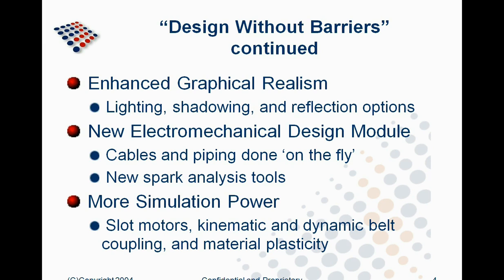The electromechanical design has two significant improvements as well. Cabling and piping, which are two of the big uses for ProEngineer as well, now have a more on-the-fly type interaction with them. So you can model cables and piping by picking specific points and routing it through there, whereas before it was much more difficult to designate areas for those analyses to go through.